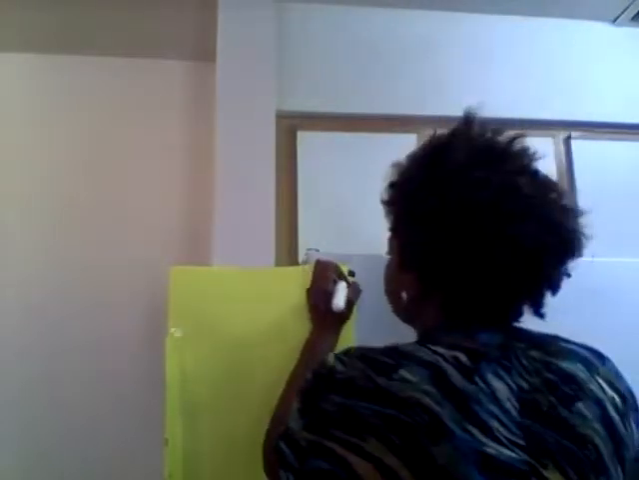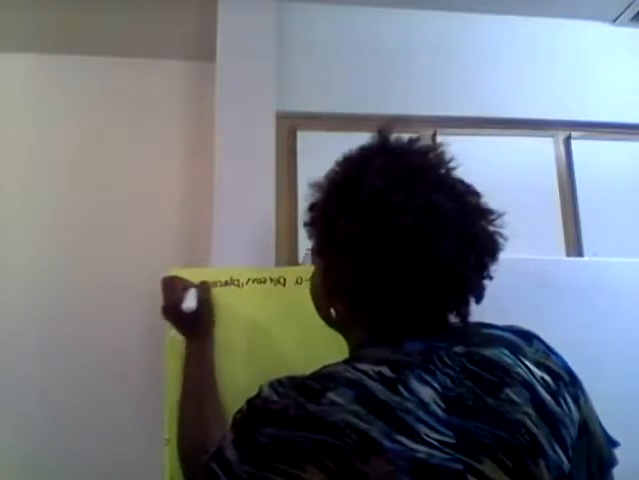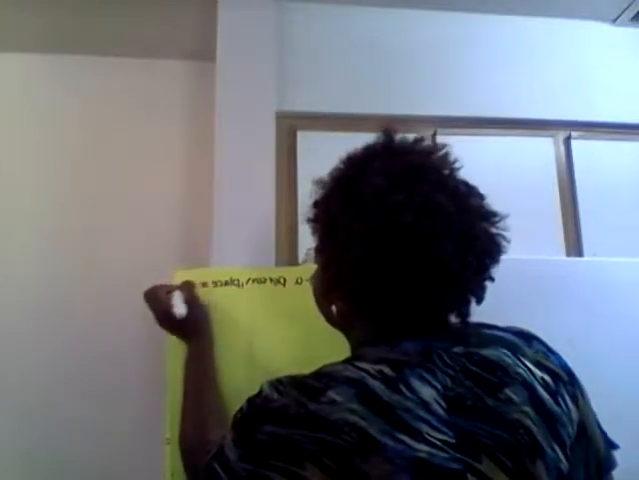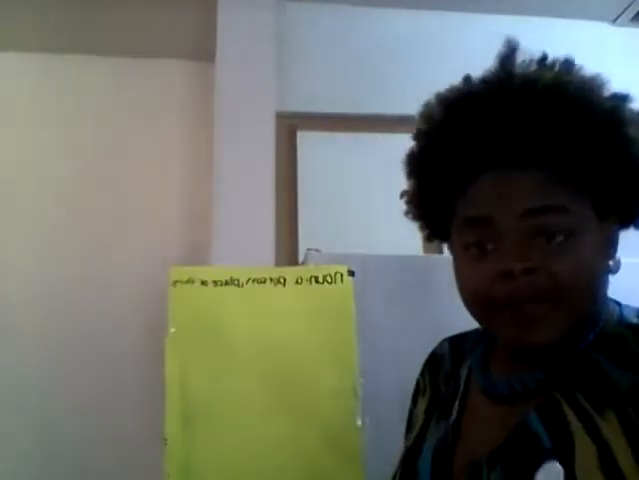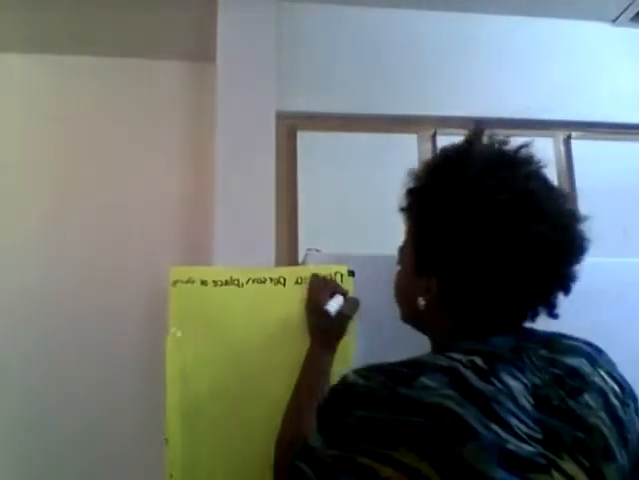Now I want to do a quick review of the lesson that we learned last week. Can you tell me what is a noun? Good. A noun is a person, place, or thing. Okay. A possessive noun is a noun that shows possession.